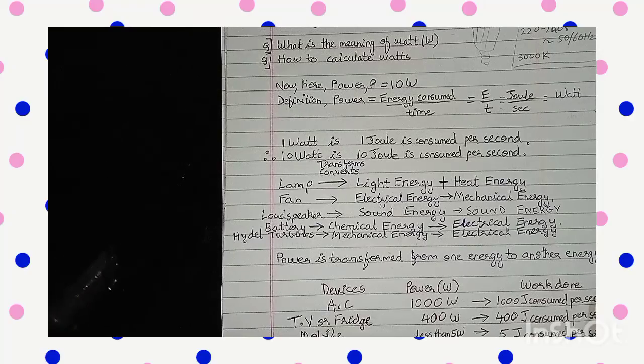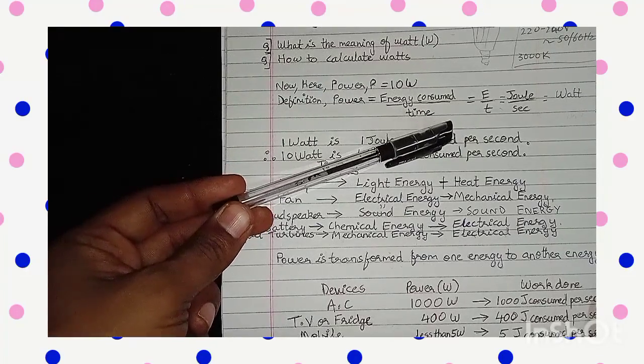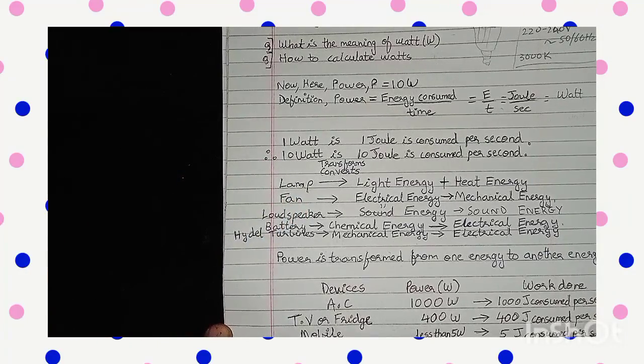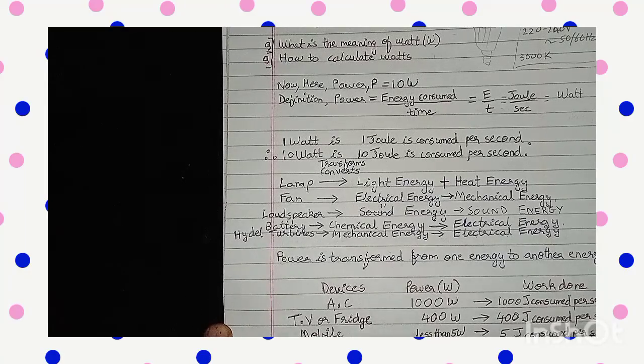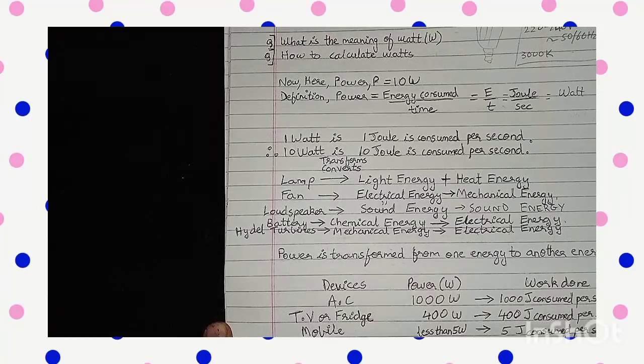This concept, power, energy divided by the time, is in joules per second. So joules per second was abbreviated to watts. Anything joules per second is called watt. So 1 joule consumed in 1 second is called 1 watt. So 1 watt is 1 joule consumed per second, and 10 watt would be 10 joules consumed per second.